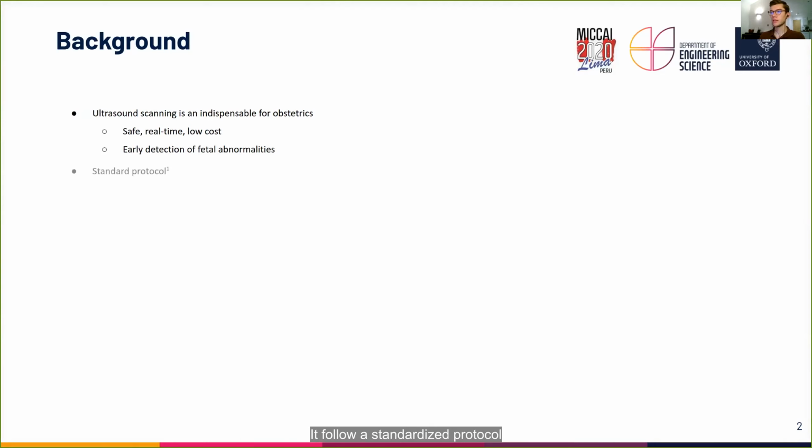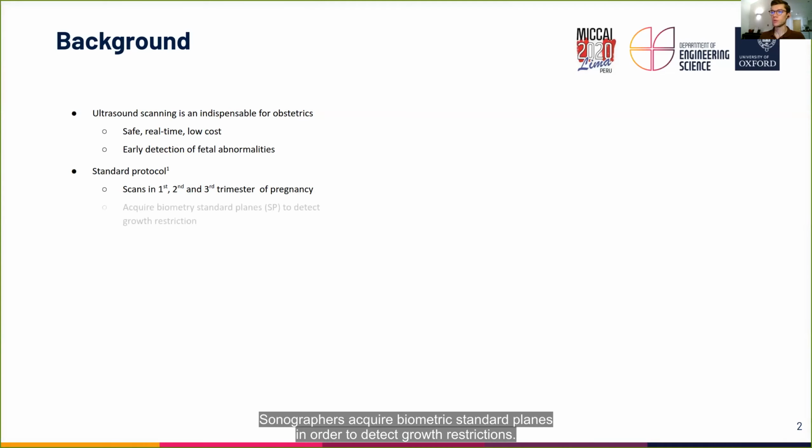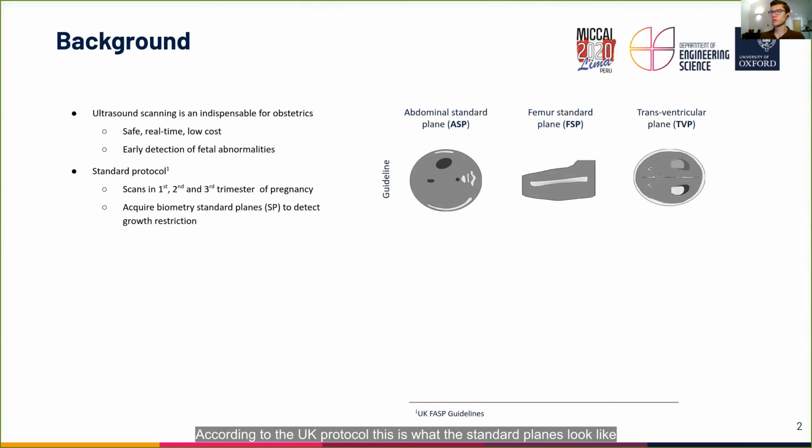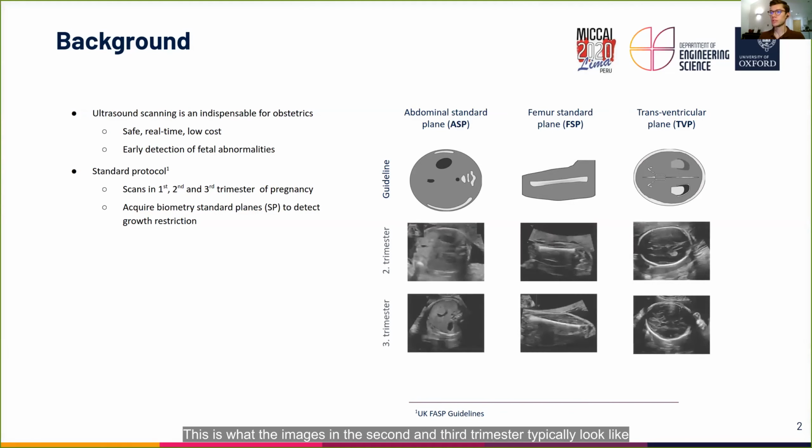It follows a standardized protocol, with scans in the first, second, and third trimester of pregnancy. Sonographers acquire biometric standard planes in order to detect growth restrictions. According to the UK protocol, this is what the biometric standard planes look like: abdominal standard plane, femur standard plane, and transventricular plane. This is what the images in the second and third trimester typically look like.